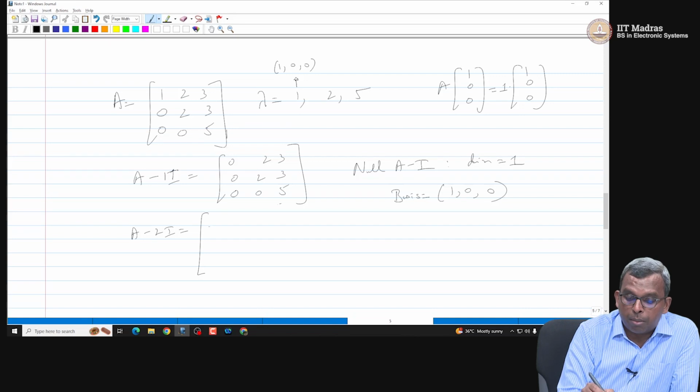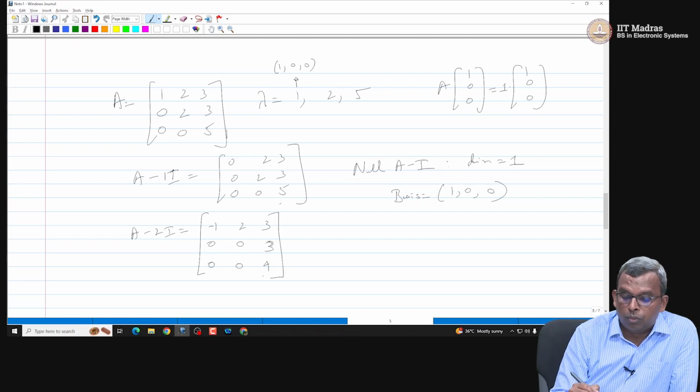So, let us try A minus 2I. Notice what you get here: [-1, 2, 3; 0, 0, 3; 0, 0, 3]. Interesting, isn't it? This has also got rank 2. Why rank 2 here? These two are linearly independent. These two are dependent, because if you multiply this by minus 2, you get this. So, these two are linearly dependent.